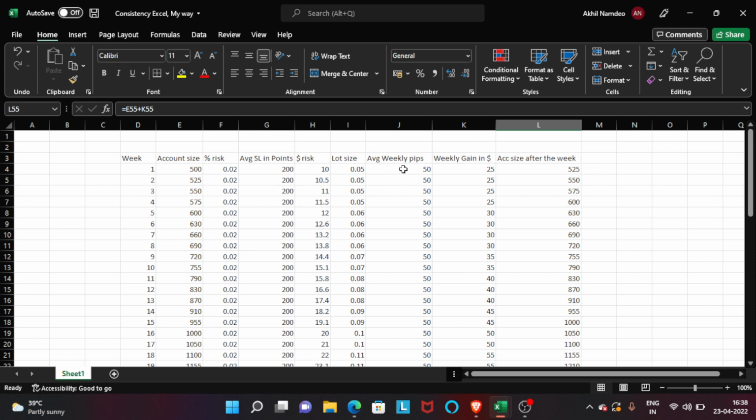So let's talk a little bit about how you can achieve this average weekly pips target, which is 50 pips. First of all, an average weekly pips target of 50 pips is very decent, it's very good and a very minimum target.